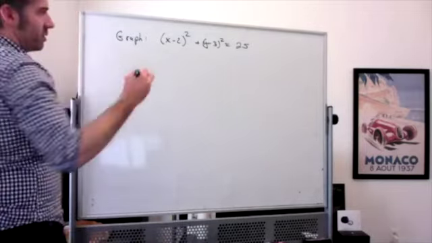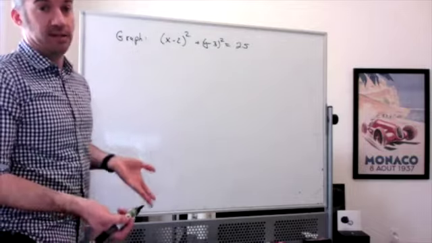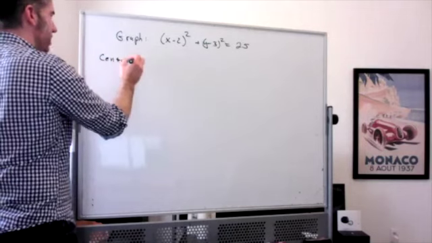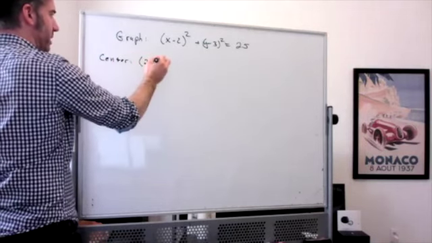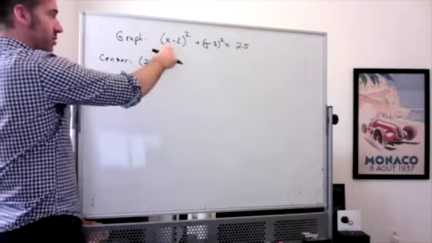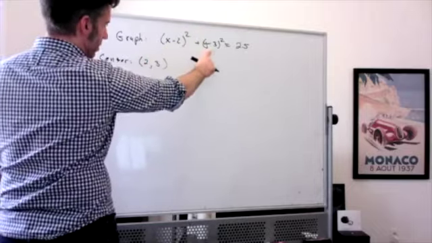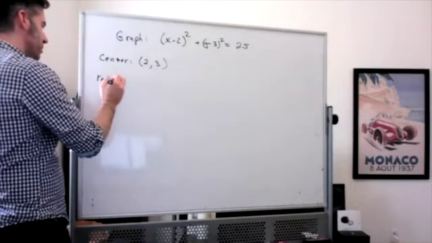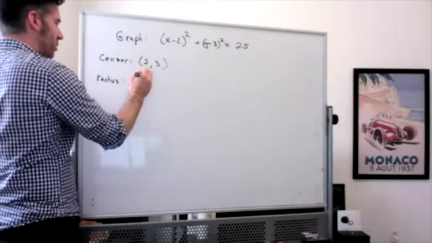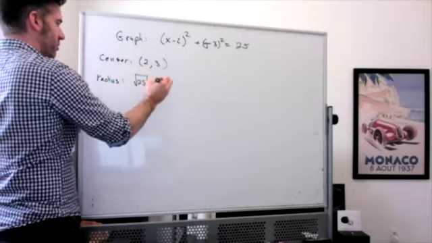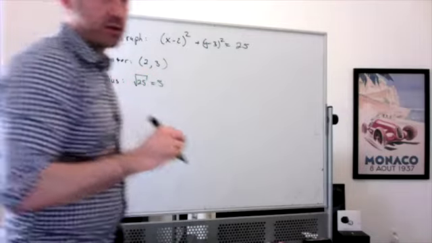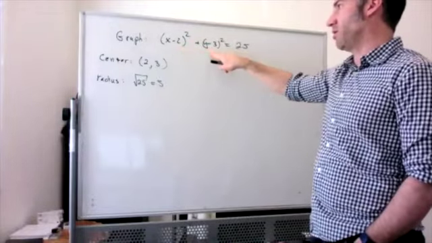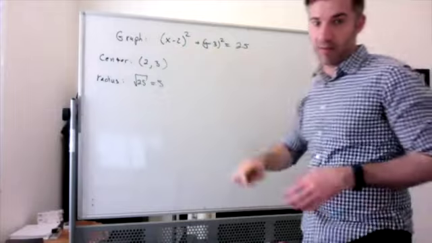To graph the circle, you really need to identify the center and the radius. So the center here is going to be the point (2, 3). If x is 2, this part's 0. If y is 3, this part's 0. So you get what you want. And the radius is going to be the square root of 25, which is just 5. So when it's written this way, the center is just what makes this 0, what makes this 0, and the radius is the square root of that number over there.